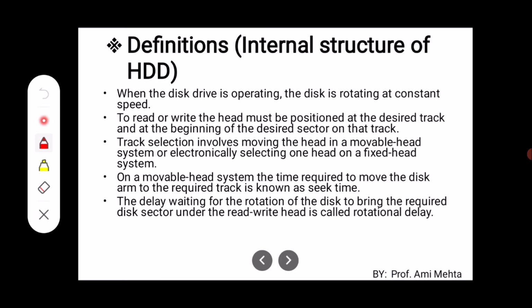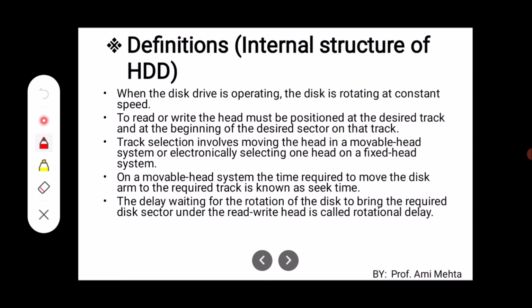If it is a movable head system, in the track selection procedure, moving the head is required. And if it is a fixed head system, we have to electronically select one head for a particular reading or writing operation.